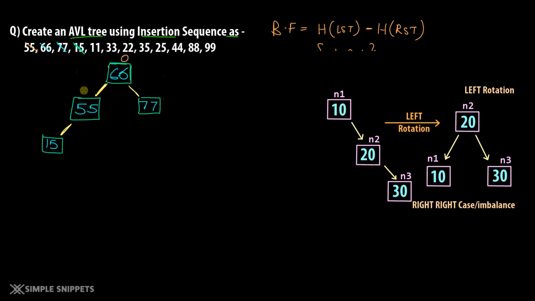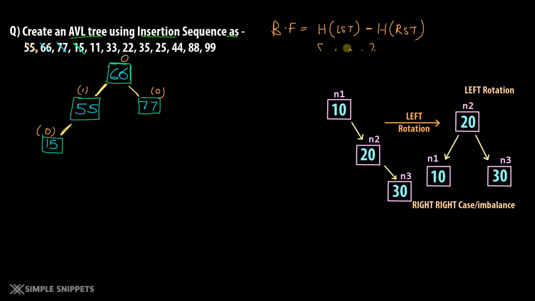Balance factor for 55 is going to be 1 because the left subtree has only one node. So that would be 0 minus, and the right subtree has nothing. So you have to do minus 1. So 0 minus minus 1 will become 1 because minus minus will cancel out, basic mathematics. So height is going to be 1. For this node the height is going to be 0 because there is no children. For this node also the height is going to be 0 because there is no children.